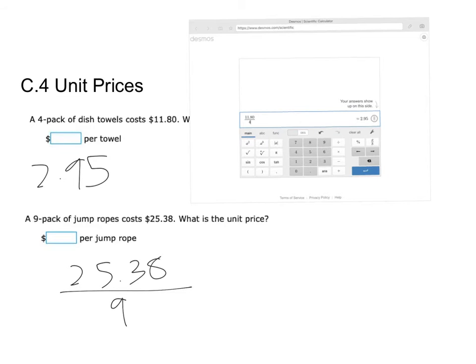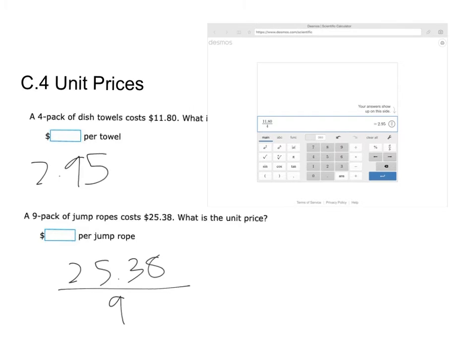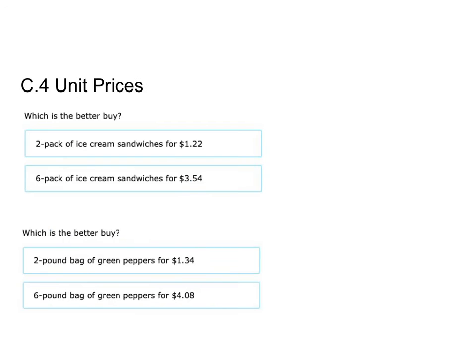Let's go back to our calculator here. And we take that $25.38 and we divide it by those 9 jump ropes. And that tells us that each jump rope costs $2.82.